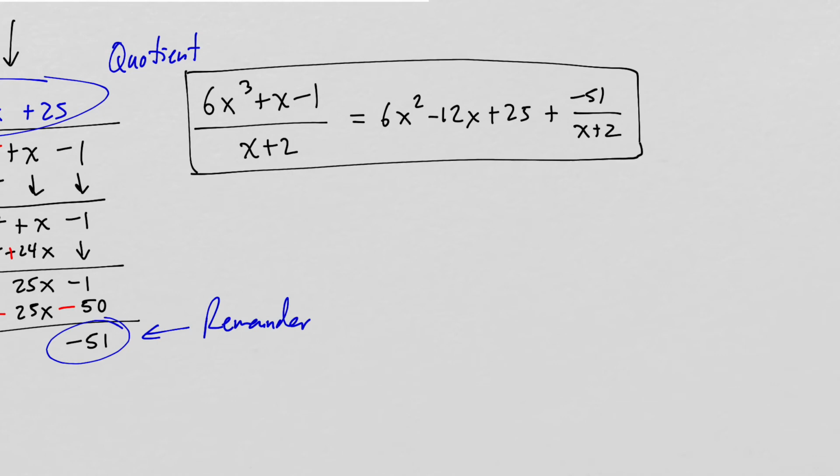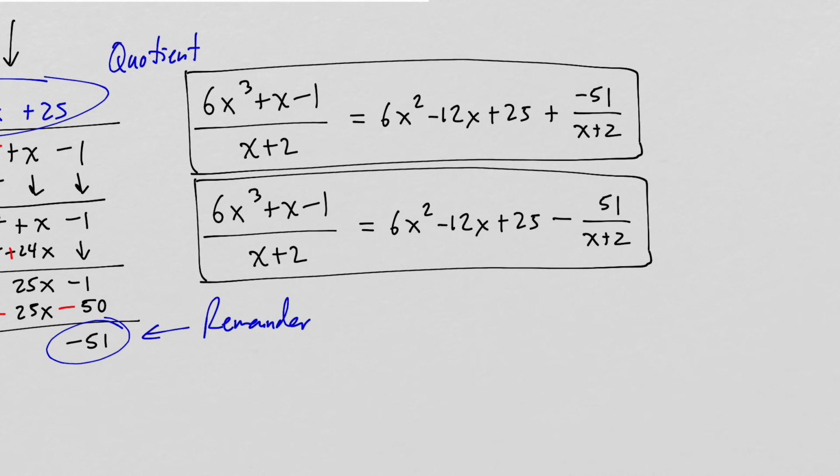Now, one little thing to point out in the answer, and that is that when you have addition and then a negative, you could just change this to subtraction. So you could also write the answer like this. So either one of these is fine, but this is a little bit cleaner, right? Because we don't have plus and then a negative. We could just say minus instead.